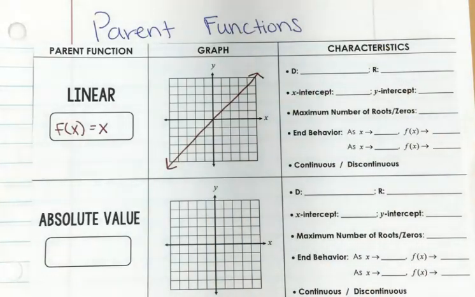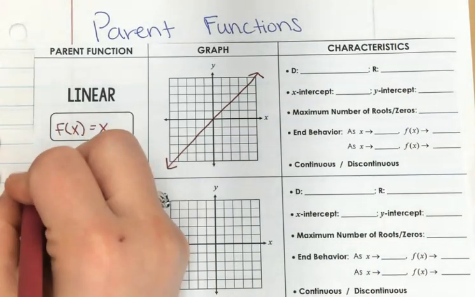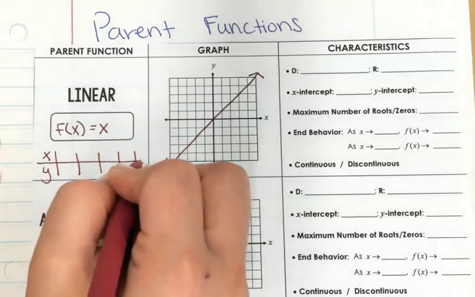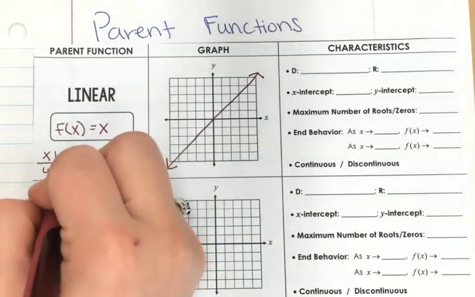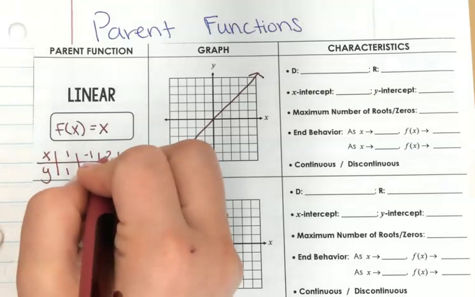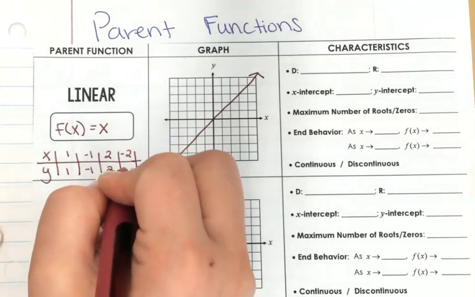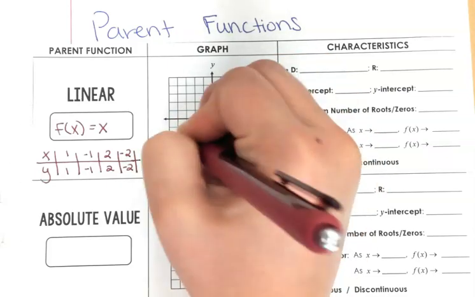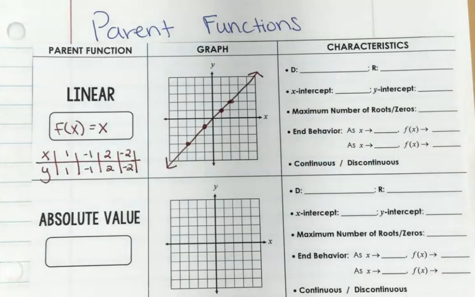But if you ever thought about how do you actually graph that, you could make an xy table. And because f of x is equal to x, all of your inputs are going to be equivalent to your outputs. So you could graph those points and then connect the dots. So if you're ever unsure what the graph looks like, make a table.